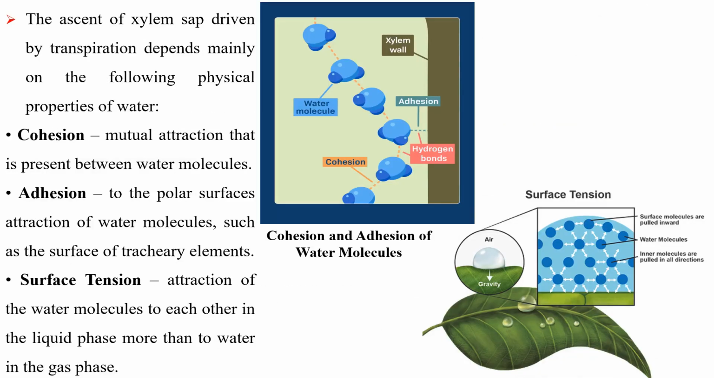The ascent of xylem sap driven by transpiration depends mainly on the following physical properties of water. Cohesion, the mutual attraction between water molecules. Adhesion, the attraction of water molecules to polar surfaces, such as the surface of tracheary elements. Surface tension, the attraction of water molecules to each other in the liquid phase more than to water in the gas phase.